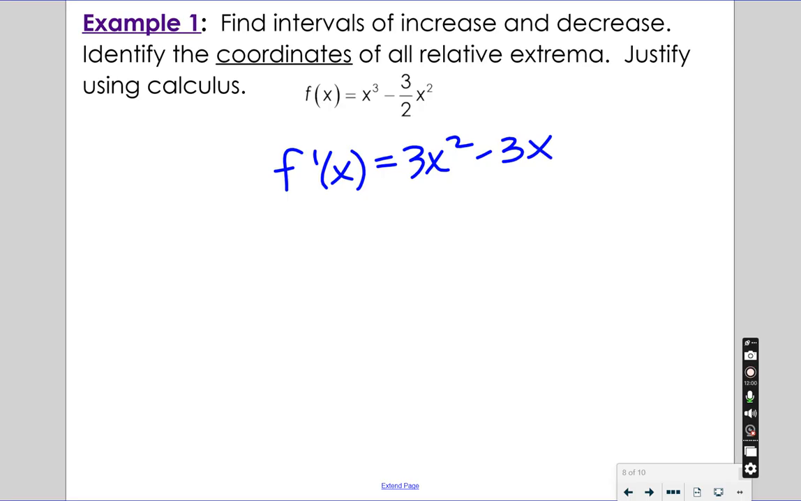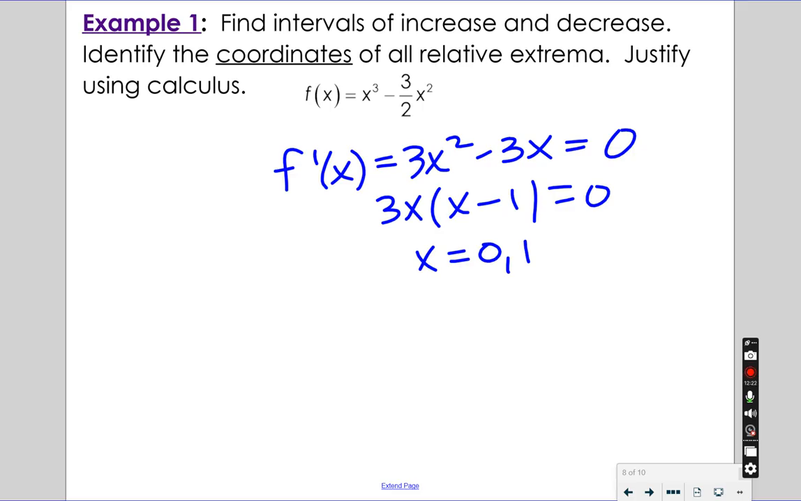To find critical values, that's where the slope is 0 or undefined. Can I get undefined out of this? No. So let's set it equal to 0. What do you think we should do now? Factor out 3x. So that gives me x minus 1. So my critical values are 0 and 1.